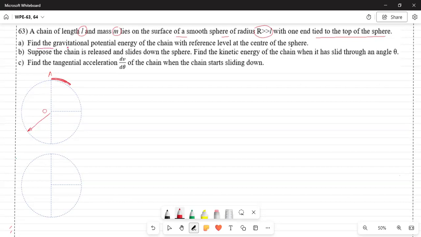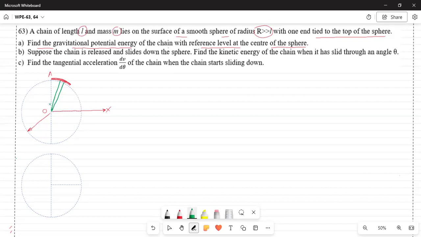First question is, find the gravitational potential energy of the chain with reference to the level of the center of the sphere. The first question is not a very difficult question. Only this is the reference level. Only the mass is not a center mass. Mass is now distributed. So we obviously have to take recourse to differential calculus.